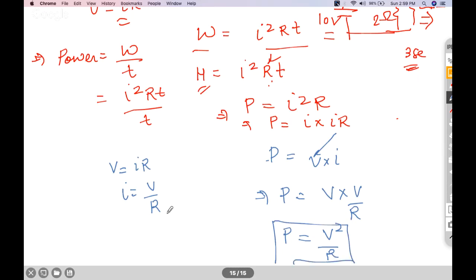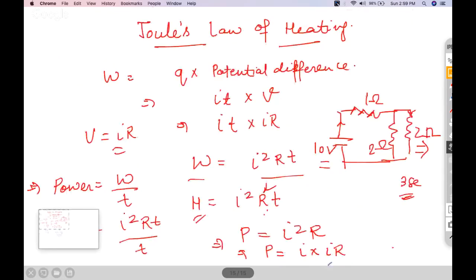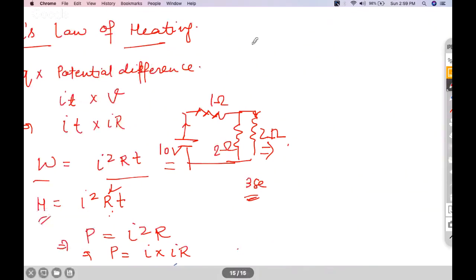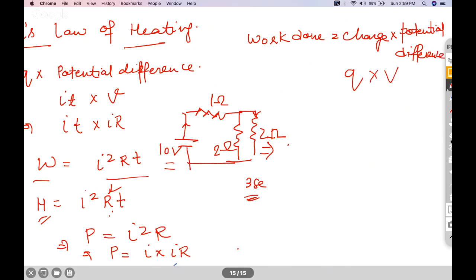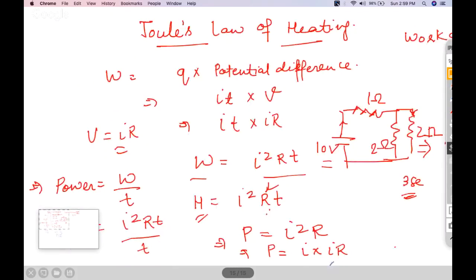So that is how. Okay, I'll repeat work done. Work done is equal to charge into potential difference, which is Q into V. That's what I have been writing here. Q is nothing but IT, so I am writing IT. V is equal to IR. So work done is equal to I square RT.